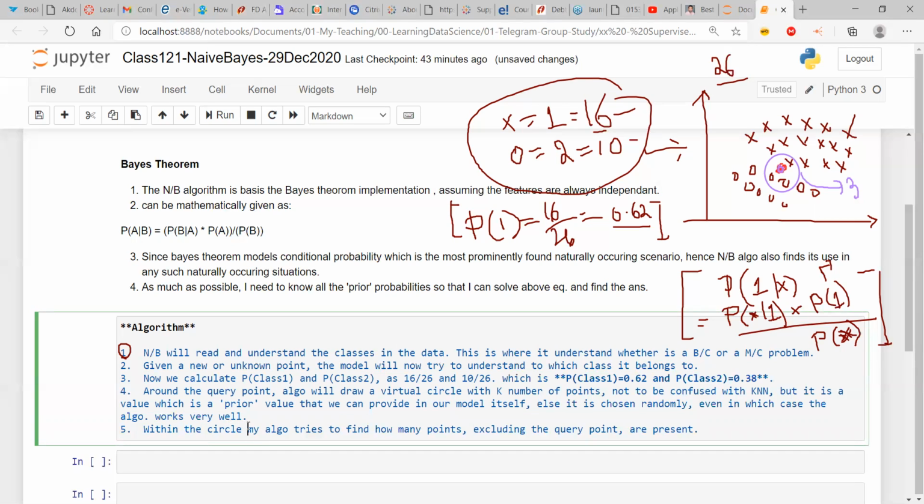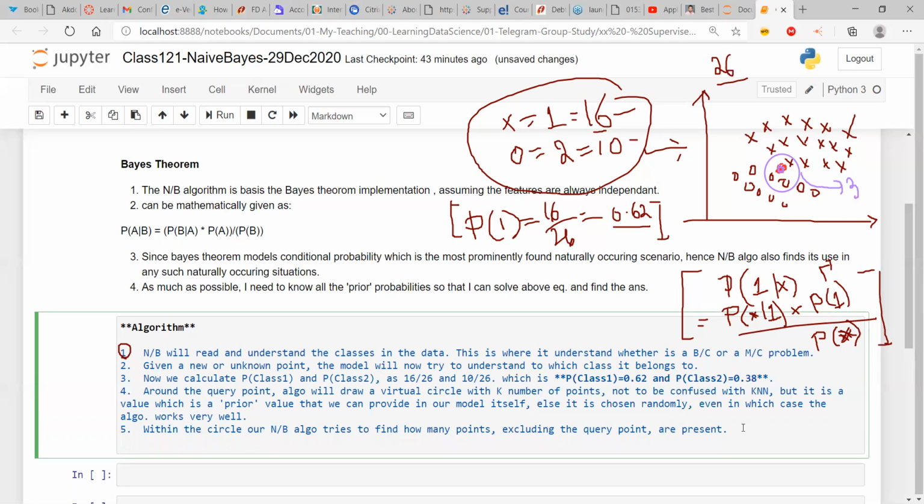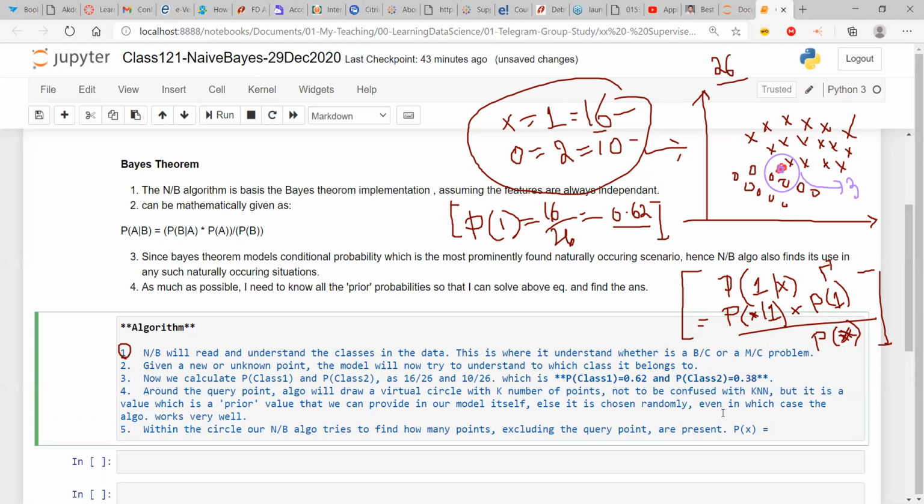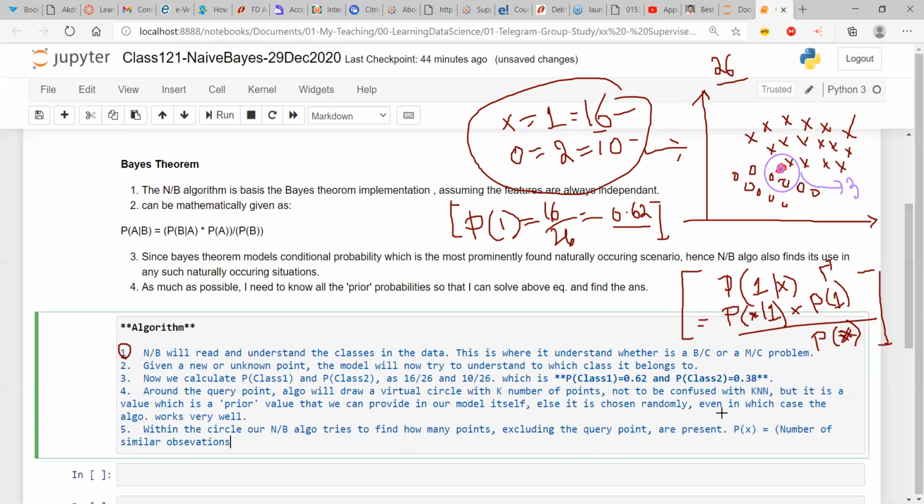Now within the circle, our naive Bayes algo tries to find how many points, excluding the query point, are really present. This becomes my P of x. The probability of x, or the probability of my query point, becomes the number of observations inside the circle, which it is considering as similar observations, divided by the total observations.